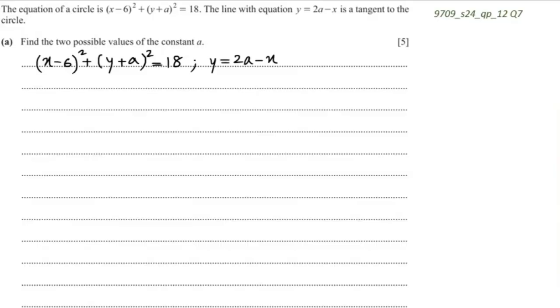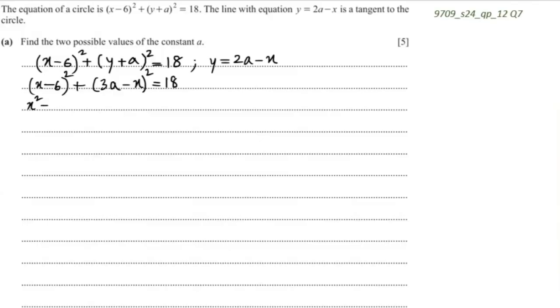So let's do that. This will be (x − 6) whole squared plus, in place of y, (2a − x). So 2a and a will become (3a − x) whole squared. But there's some work required. I cannot go with the idea of the discriminant until my expression is fully simplified and expanded. So let's expand the expression.